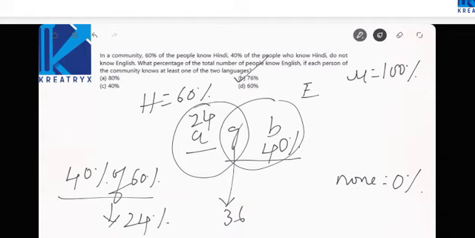See, every year there will be one question on Venn diagrams in GATE. So don't forget to practice this, right?